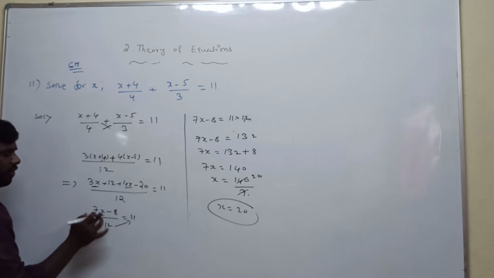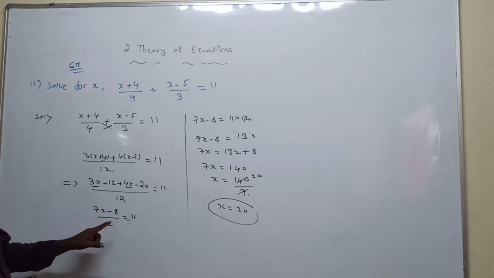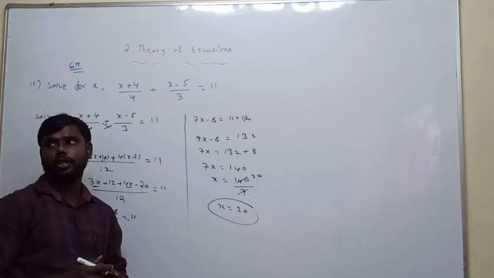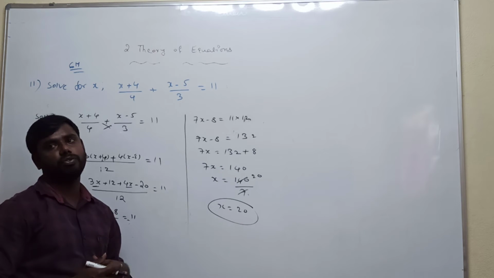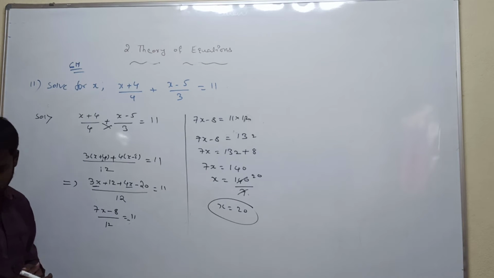After that, adding the x variable values: plus 3x plus 4x is plus 7x, plus 12 minus 20 is minus 8, by 12, is equal to 11. After that, 12 is cross product to the right hand side. 7x minus 8 is equal to 11 into 12, whose value is 132. The minus 8 take to the plus side. 132 plus 8 value is 140. 7 twos are 14, so 20. So finally we got the x value. Everyone understood? Is it clear? The next question.